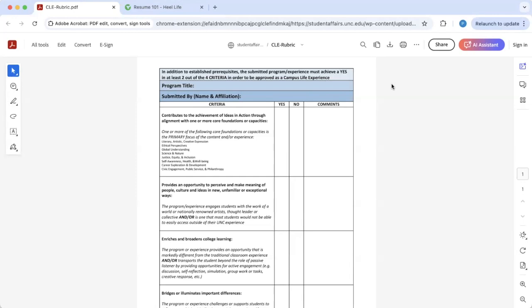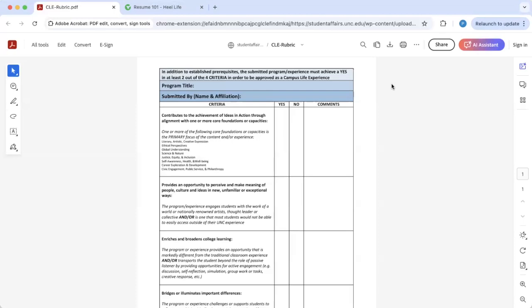When determining if an event qualifies for CLE credit, there are several elements you should consider. First, they must be hosted by a UNC department or sponsored by a department in collaboration with a student organization. Now, this is a new element that has not been required in previous years, but in order for a student organization to have their event be eligible for CLE credit, they must partner with the department and have them submit the CLE event through Heel Life on their behalf. Creating events in Heel Life will be the subject of a separate training video if you have any questions about how to do that.